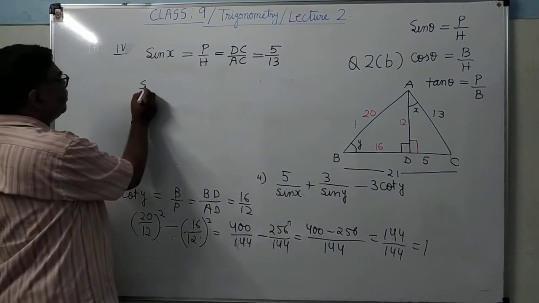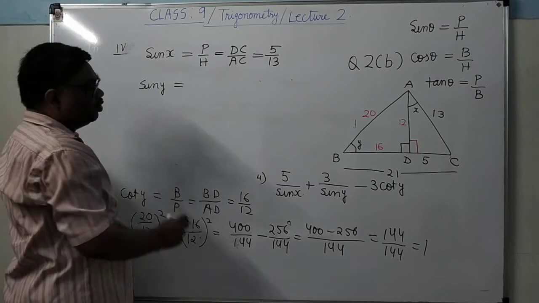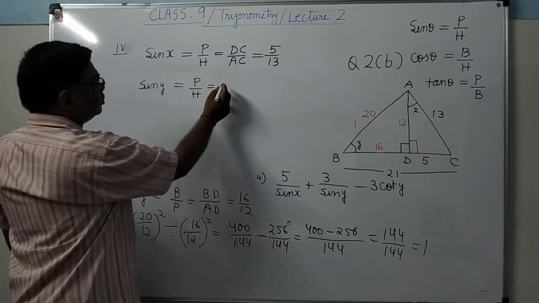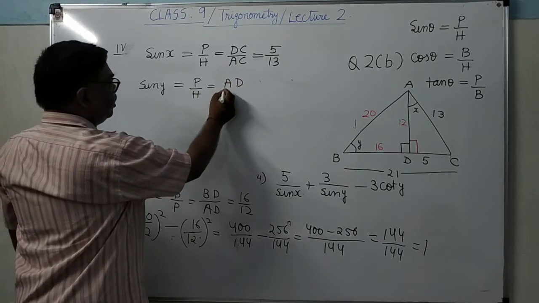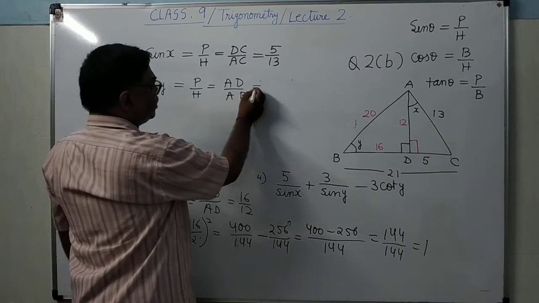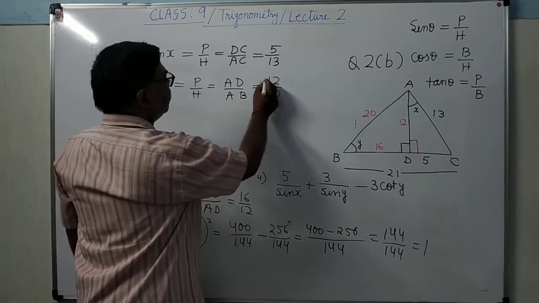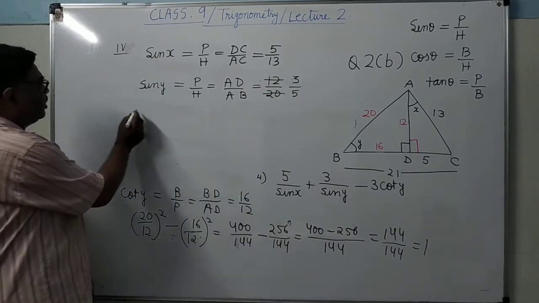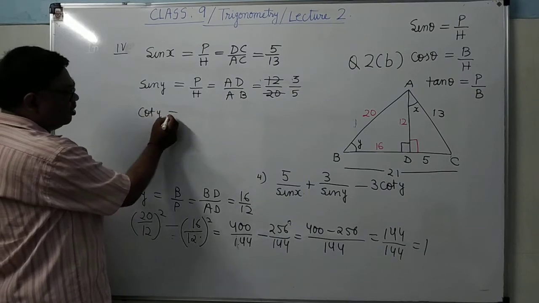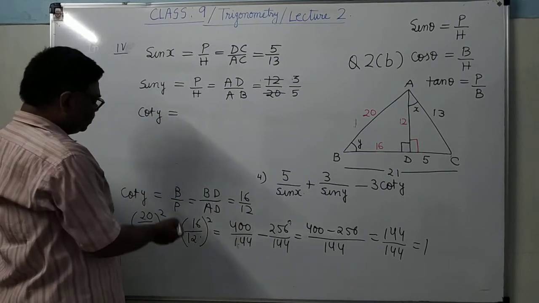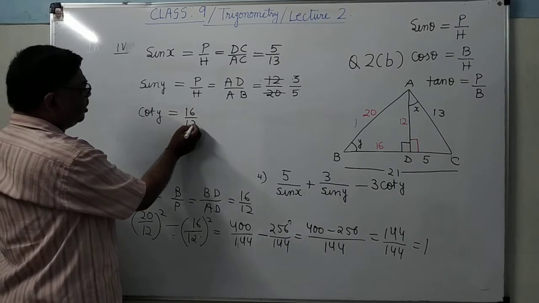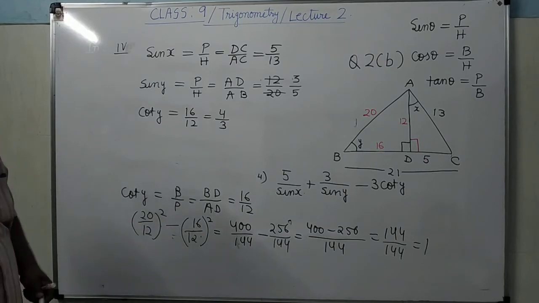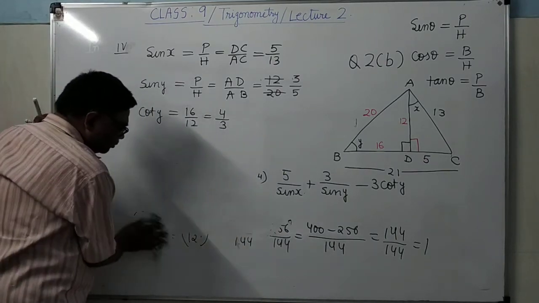Then sin y. Sin y you will see from triangle ADB, perpendicular upon hypotenuse. So it is AD upon AB, that is 12 upon 20. 4 threes are 12, 4 fives are 20. It's clear? Cot y you have already found. So cot y is what? Here 16 upon 12, you can simplify here. 4 fours are 16, 4 threes are 12. It's clear. Now after this you substitute these values here.